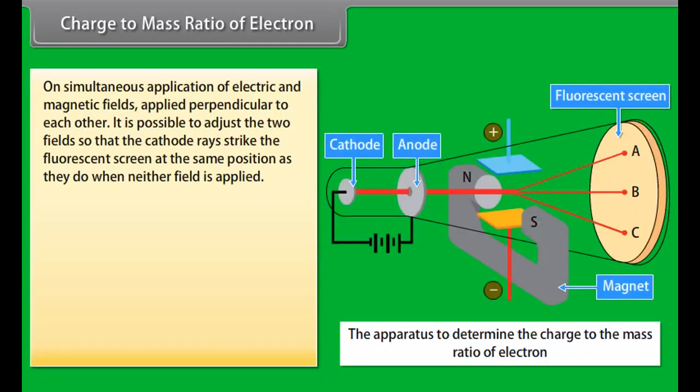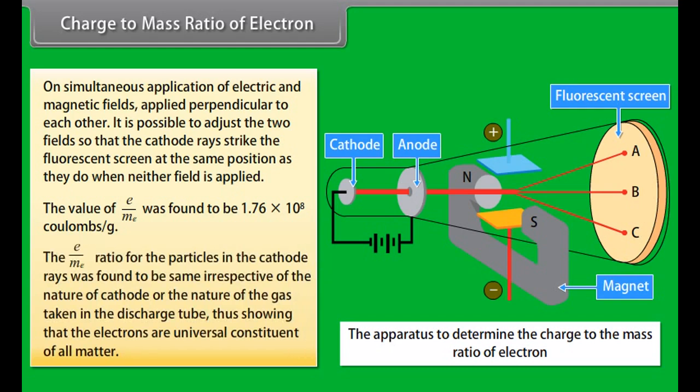On simultaneous application of electric and magnetic fields applied perpendicular to each other, it is possible to adjust the two fields so that the cathode rays strike the fluorescent screen at the same position as they do when neither field is applied. The value of charge to mass ratio of the electrons was found to be 1.76 x 10^8 coulombs per gram.